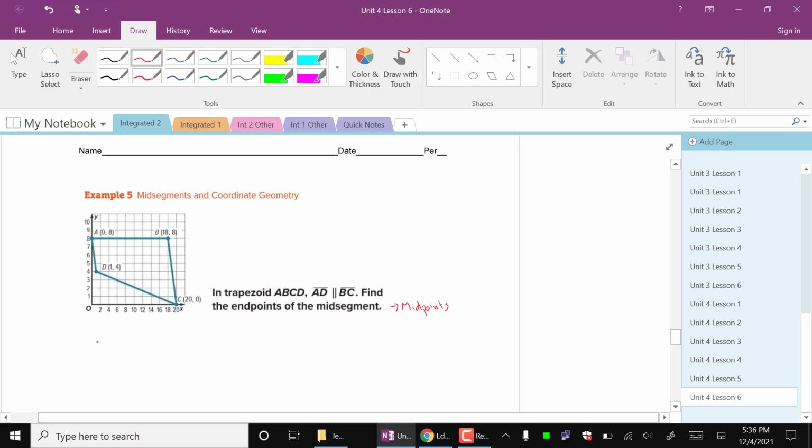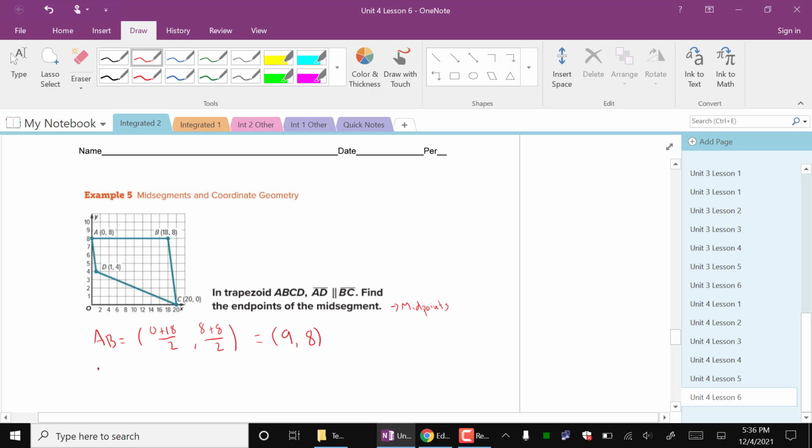So we're going to start off with AB. It's going to give me 0 plus 18 divided by 2, and then 8 plus 8 over 2. 0 plus 18 is 18. 18 divided by 2 is 9. 8 plus 8 is 16. 16 divided by 2 is 8. So the midpoint of this segment is 9, 8.